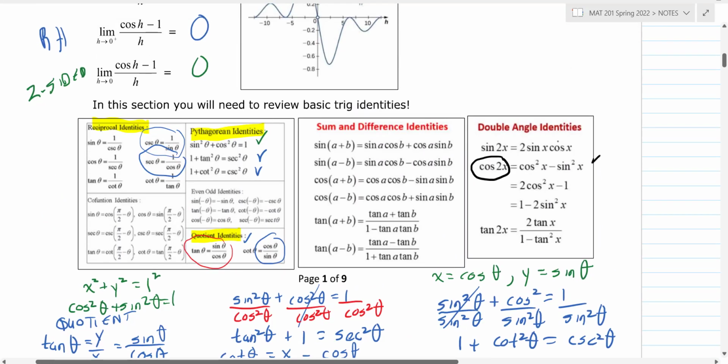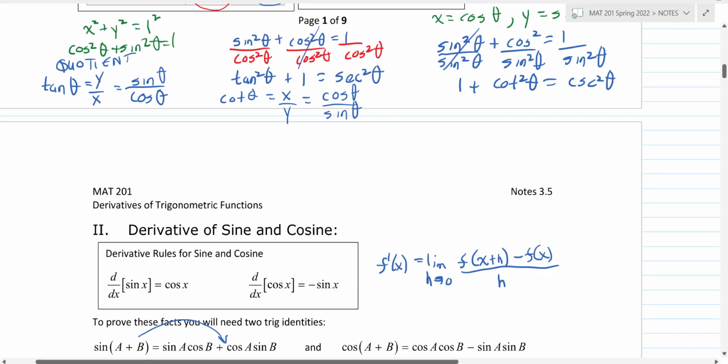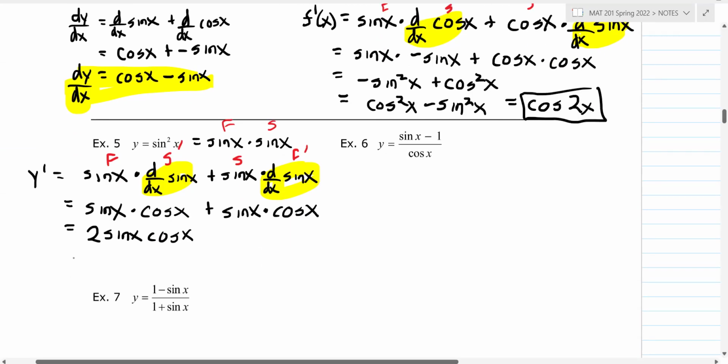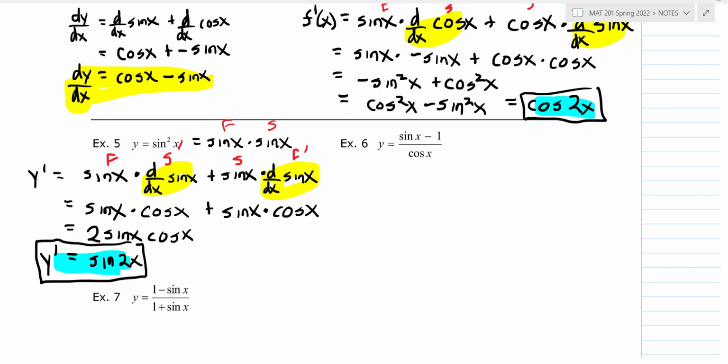2 sine x cosine x is sine 2x. Okay, so we can go ahead and take this one step further and just write this as the sine of 2x as our derivative. Again, be on the lookout for those things when they pop up. Those are some basic derivatives, and you have to use identities a little bit within those. Let's go to the next one, example 6.